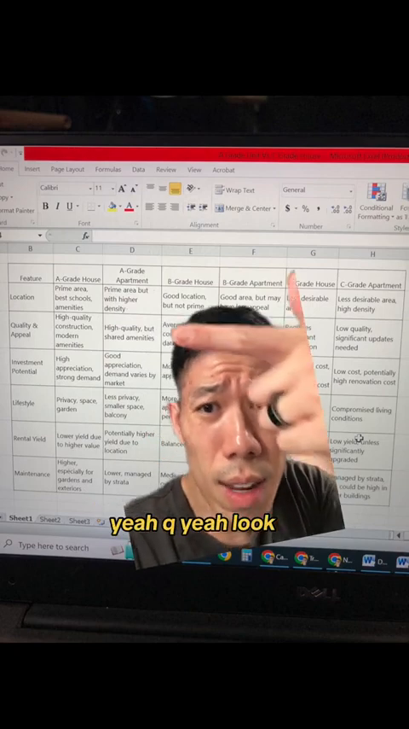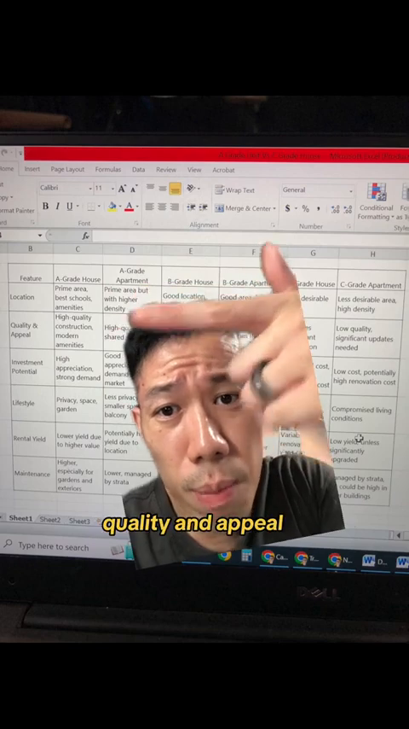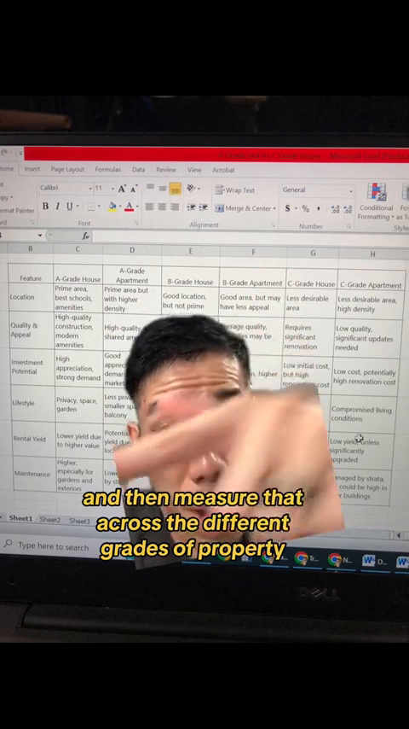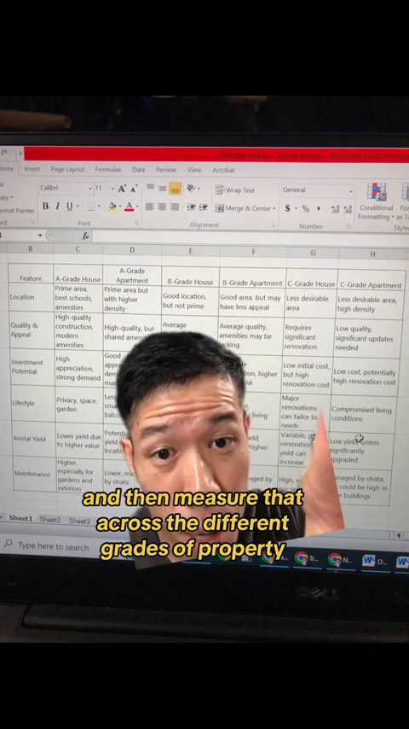You can look at location, quality and appeal, investment potential, lifestyle, rental yield, and maintenance, and then measure that across the different grades of property. I'll give you an example.